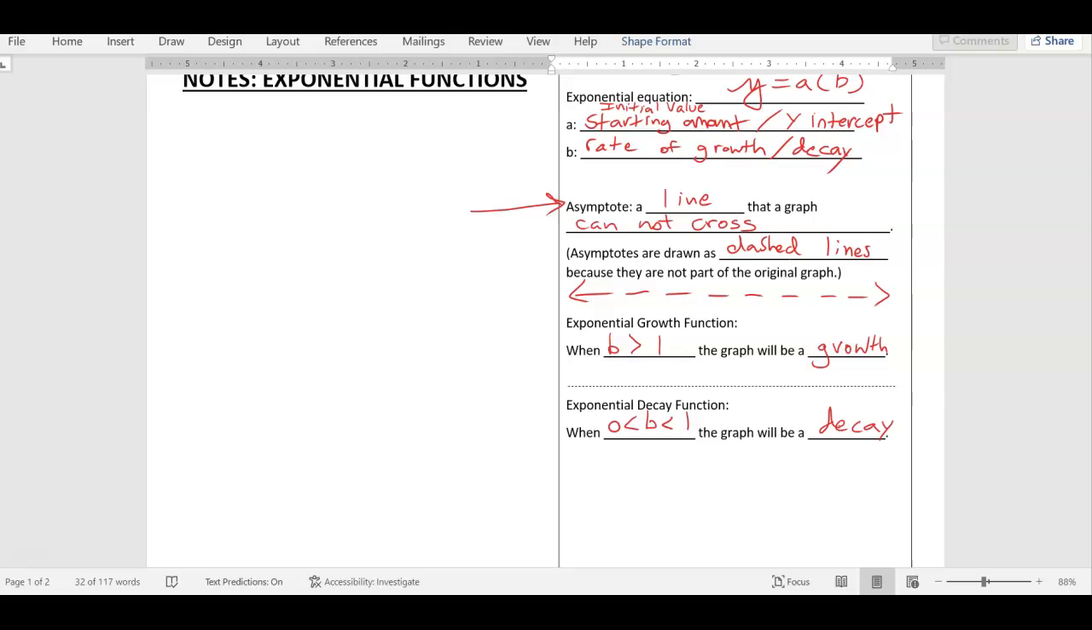Make sure you plot the points before you graph it. So again, on your table, make sure you start with -2, -1, 0, 1. You need a calculator to do this.